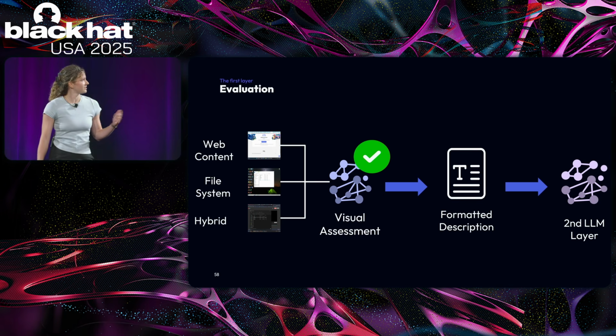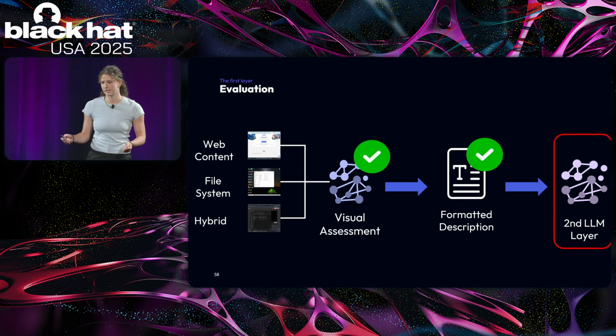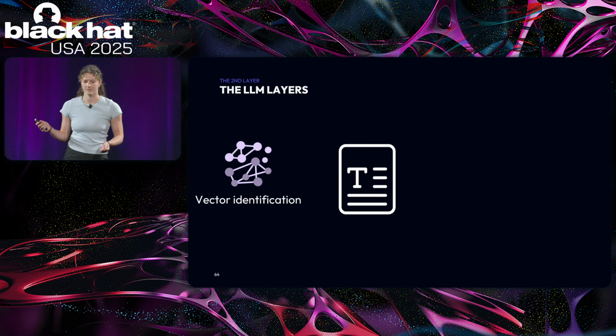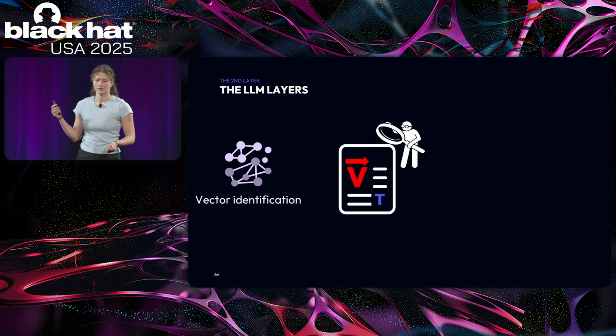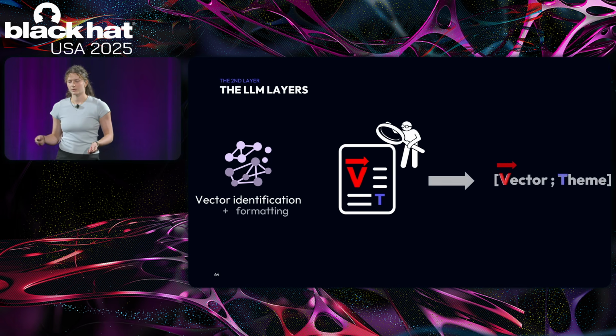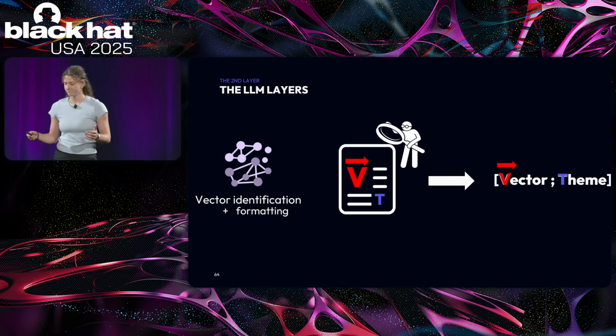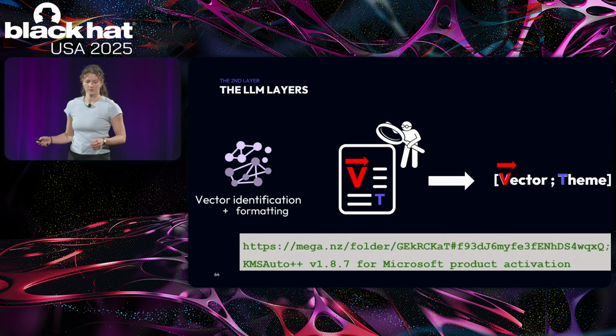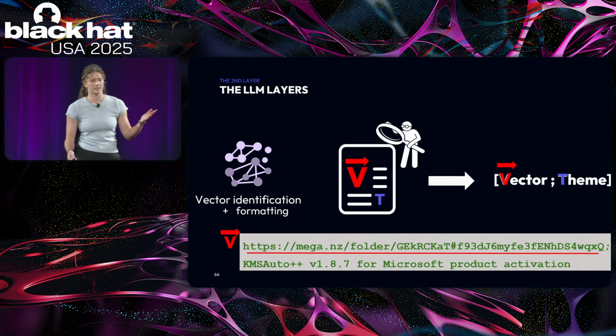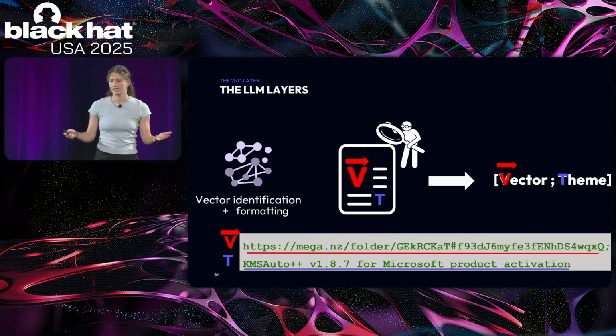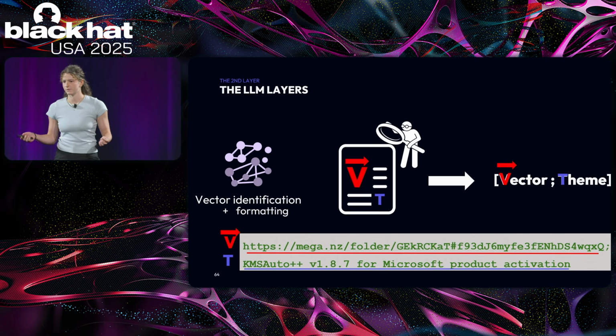So we have the assessment of the visual and the formatted description, and now we can jump into the second layer of the LLM. The second layer is purposed to identify the vector as well as the theme from the formatted description. We also asked it to format it so we could exploit it later on. If we look at the output, first you have the vector, in this case the file sharing platform, and the theme is the name of the software that was downloaded from the platform.